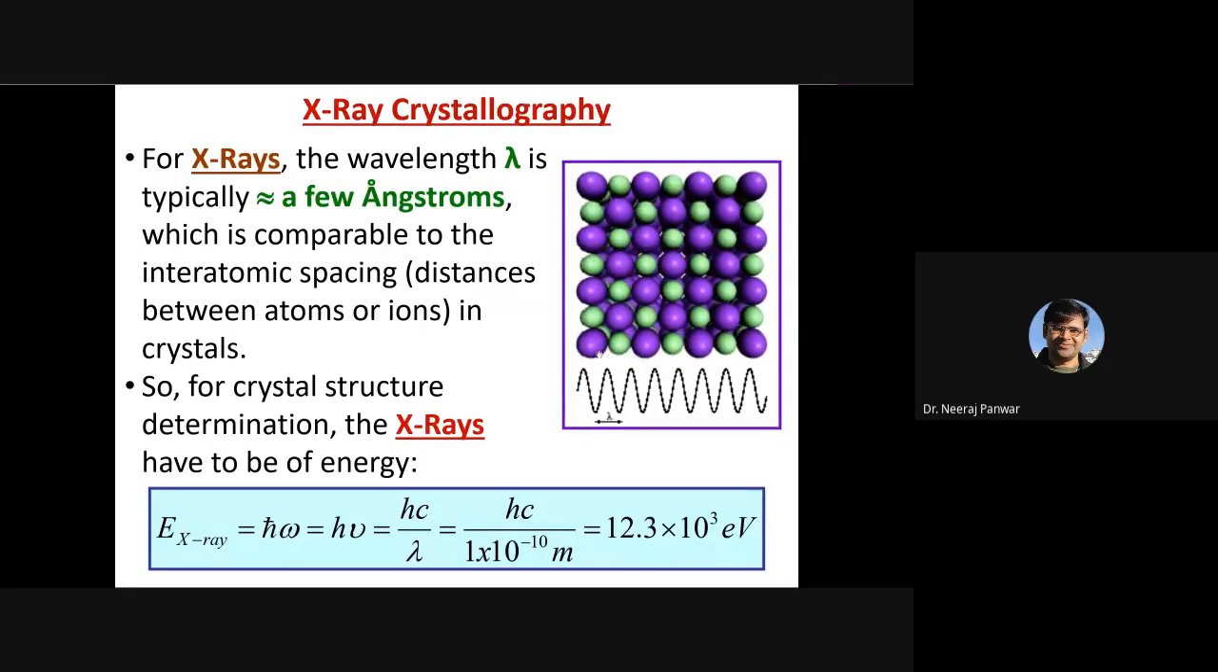And this is the interplanar spacing, the distance between two atoms. It is known as the lattice constant, or we can consider any particular set of planes and calculate the interplanar spacing. If the wavelength of the incident radiation is of the order of this interplanar spacing or lattice constant, then it will produce a diffraction pattern. And we have already calculated that the energy should be in the kilo electron volt range for X-rays.